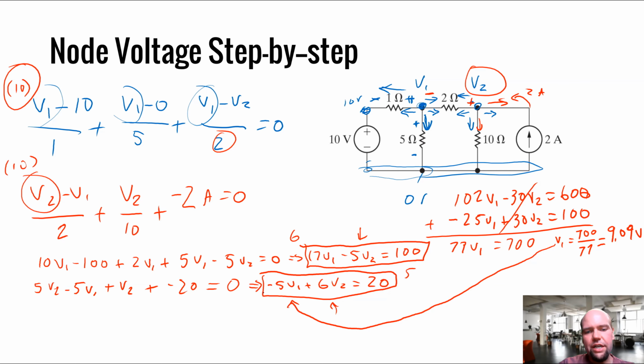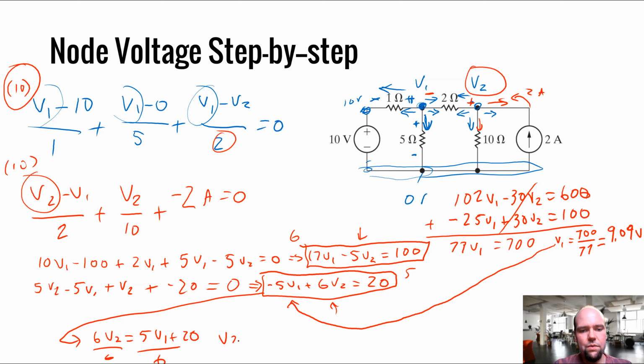So I'm going to redo this equation a little bit, right? Let's do this the normal way you do it in algebra. So let's say, this is 6 V2 equals 5 V1 plus 20, divided by 6. So V2 equals 5 times 9.09 plus 20, divided by 6.